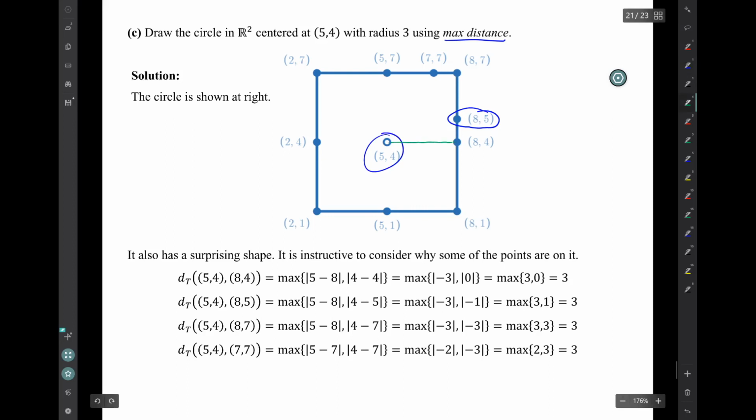Well, let's think about how we get there from 5, 4. We go 3 units to the right and we go 1 unit up. Now the largest of those two numbers is the number 3. So that means that this point, 8, 5, is a distance 3 from that point. That's why 8, 5 is entitled to be on the circle. And the other points are similar. You can read this on your own.